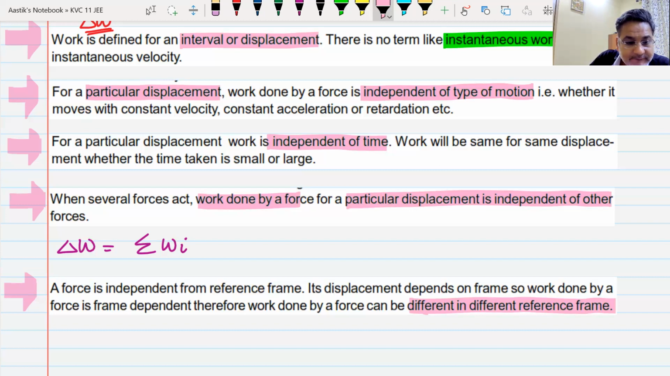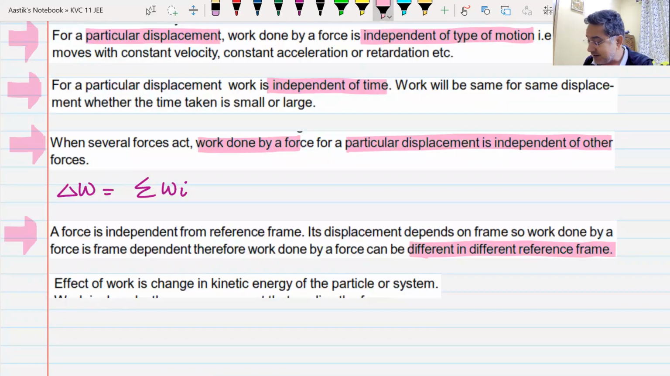Okay. Now, what is the effect of work done on a system? We will see it probably in the next class if we can go that far. The effect of work done on any body or any system is that it changes the kinetic energy of the system. We will see that in a theorem known as the work energy theorem, WET, or the work kinetic energy theorem, which will be coming up in maybe one or two classes.